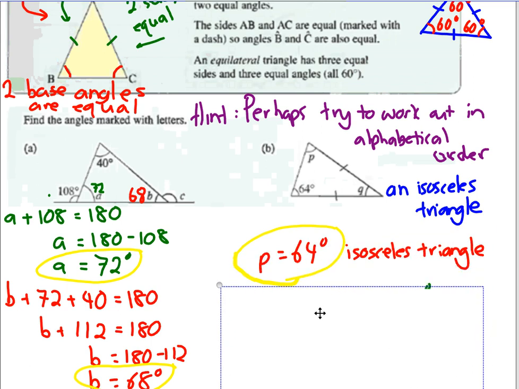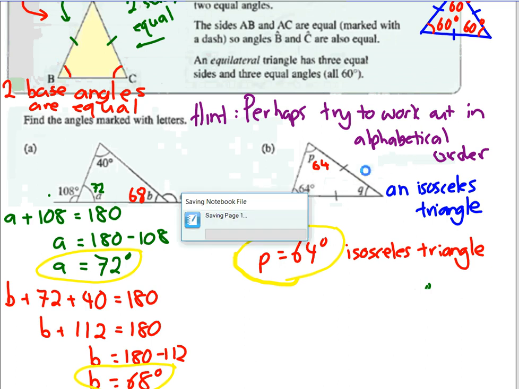So you don't need to show any working out for that. You can just go straight to saying P equals 64 degrees and give some kind of reasoning. So isosceles triangle, for example, would be enough for the reasoning. You could also say base angles are equal. Then you might want to write in that this is 64. Fabulous. So 64 degrees for that one. And then the next thing you're going to try to work out is Q.